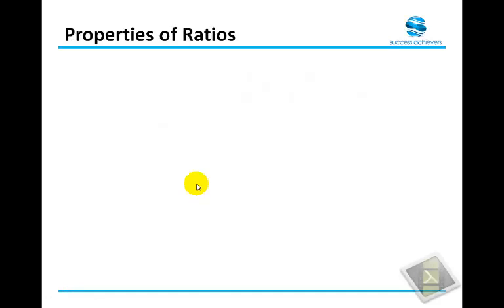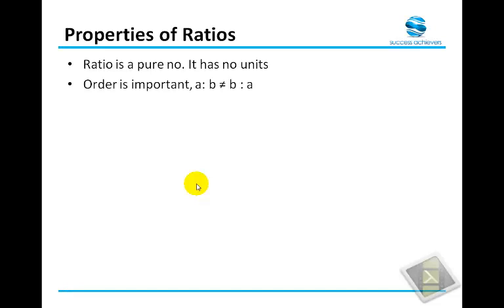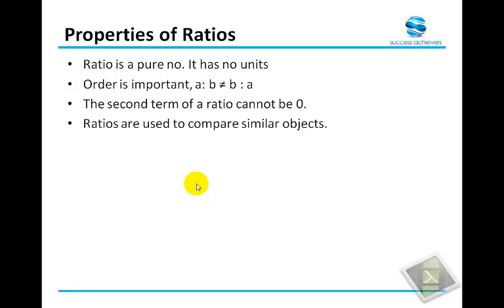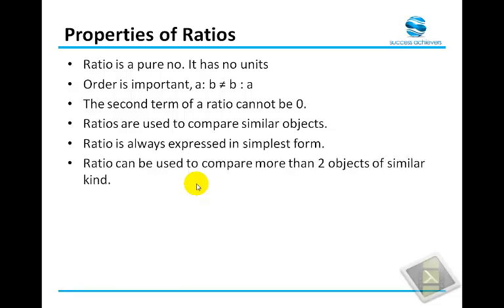So let's just go through the properties of ratio. Ratio is a pure number. It has no units. Order is important. A is to B cannot be equal to B is to A. The second term of a ratio cannot be 0. Ratios are used to compare similar objects. Ratios are always expressed in the simplest form. Ratios can be used to compare more than two objects of similar kind. So you can have a ratio of marks obtained as A is to B is to C.